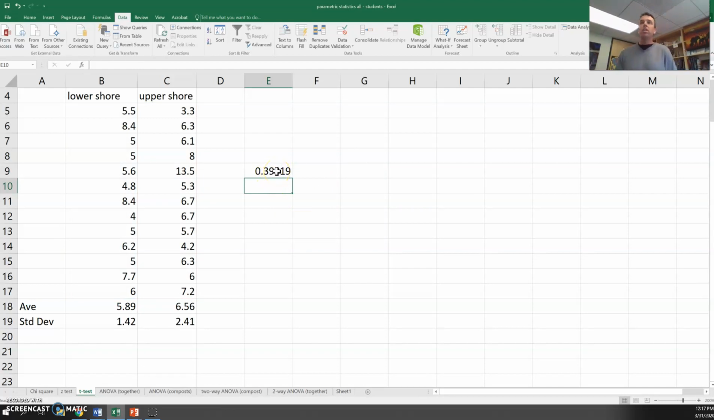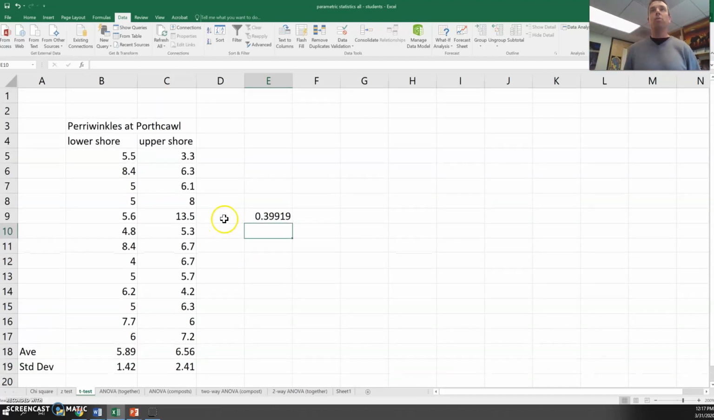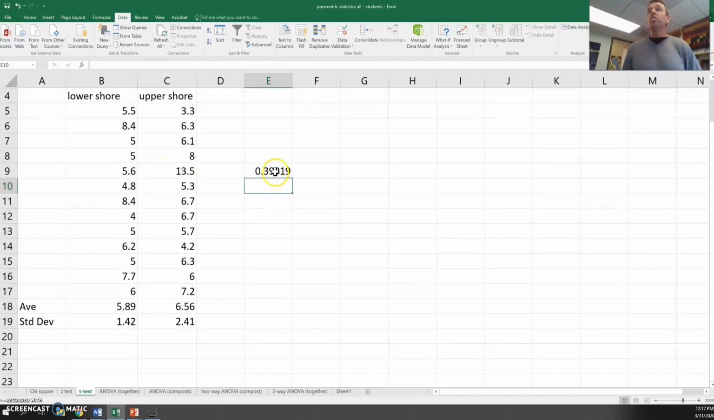So do not forget that you then need to go back to the original purpose of this experiment. So if this experiment was to see if there was a difference between the lengths of periwinkles on the lower shore or the northern shore or the upper shore, basically this is telling us that I cannot reject the null hypothesis. There is no statistically significant difference between those lengths.